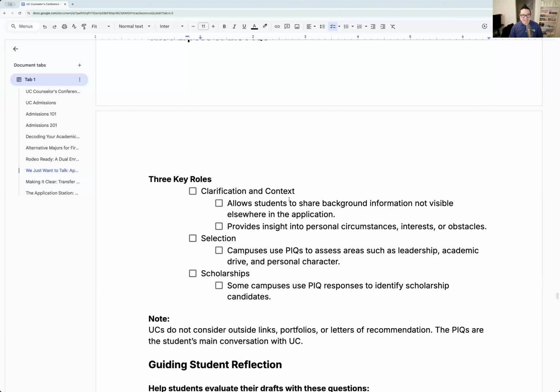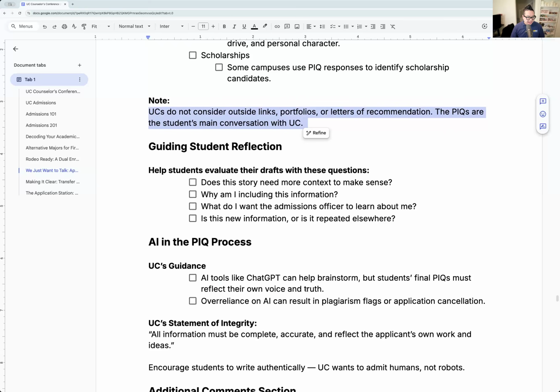And the purpose of these is to clarify and share information that I can't already see on the academics. Because if you keep telling me you're smart and I look at your GPA, I'm like, I see you're smart, right? Then you're good to go. But then I don't need that because I already know that. I want new information is the key. Do not share links or letters of recs. They do not need to do that.